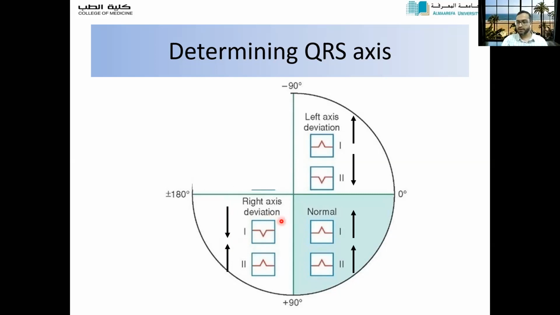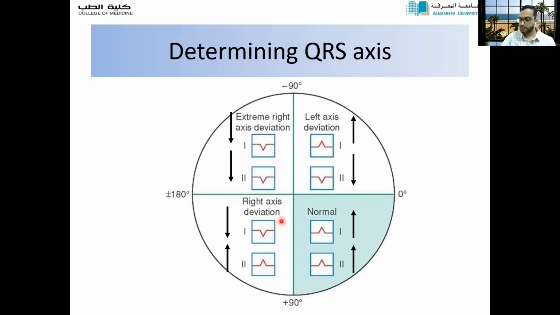And the last possibility is that lead 1 is negative and AVF is negative, and both arrows are going downwards. This is known as extended right axis deviation. So it becomes too easy for us, but only one thing you have to remember: always keep lead 1 above and AVF below.